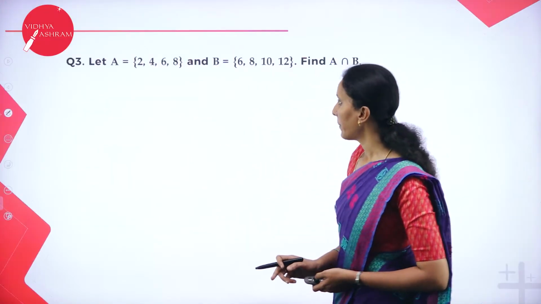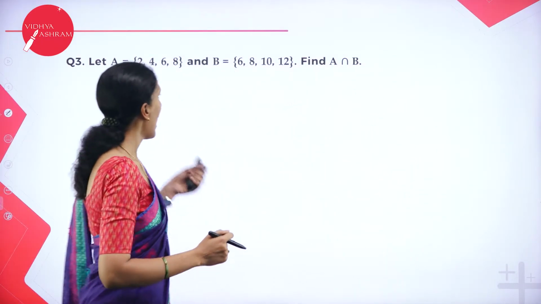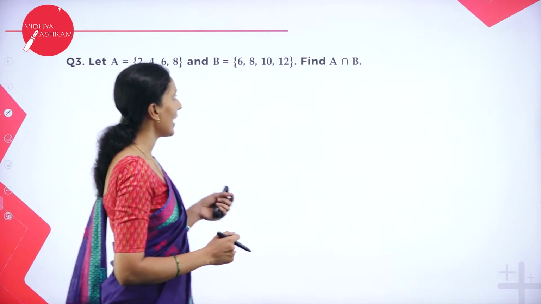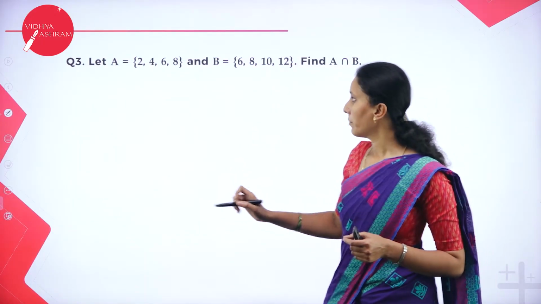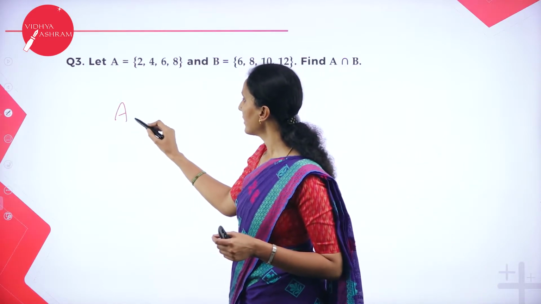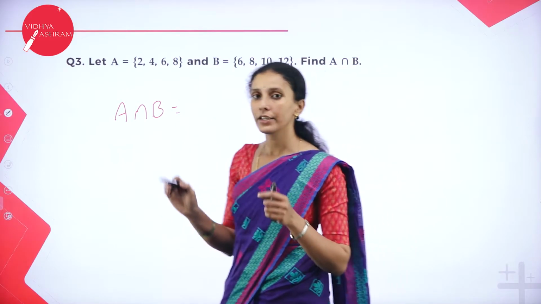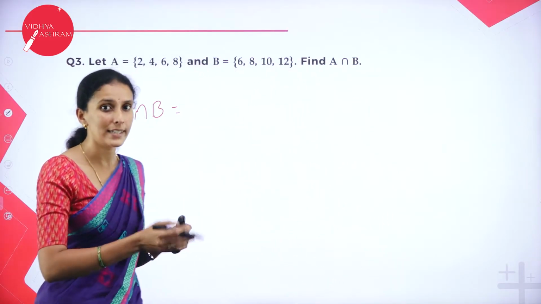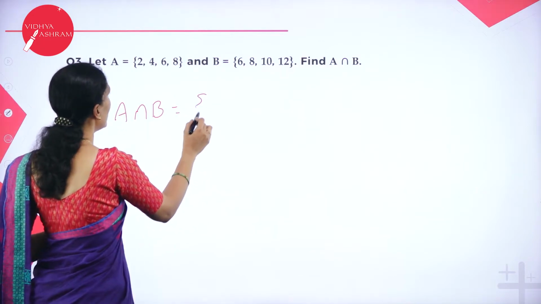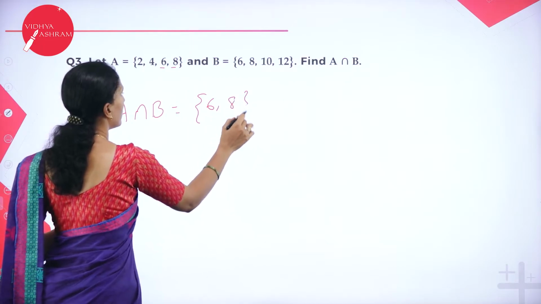I'll take an example here. Let A be equal to 2, 4, 6, 8 and B be equal to 6, 8, 10, 12. Find A intersection B. So what is your A intersection B here? What I said, you are going to write only the elements which are present in both sets. So what are the elements here? So 6 and 8.